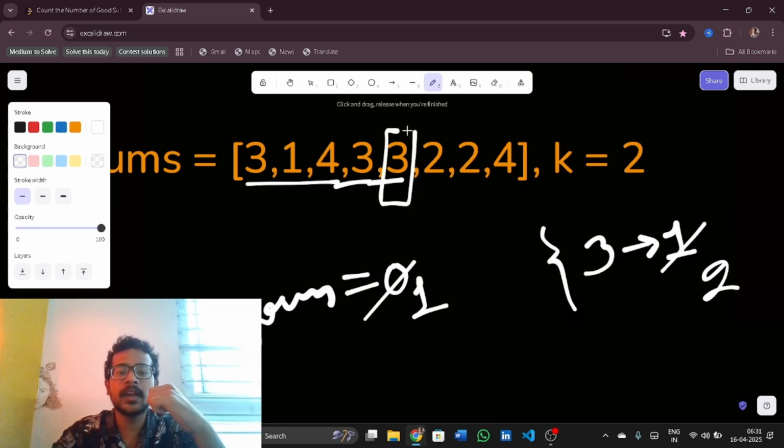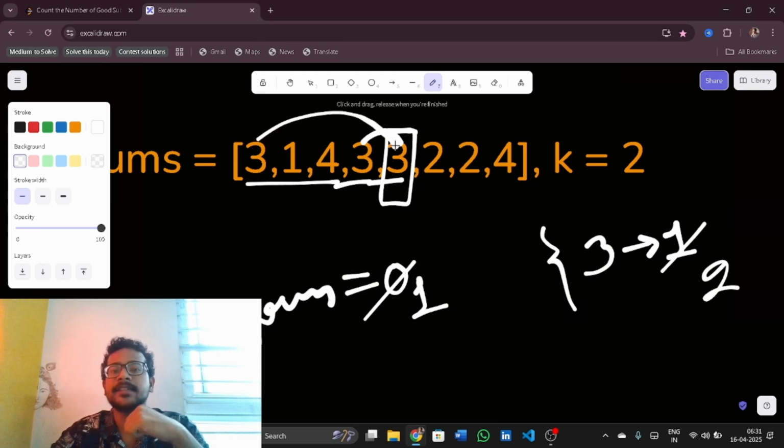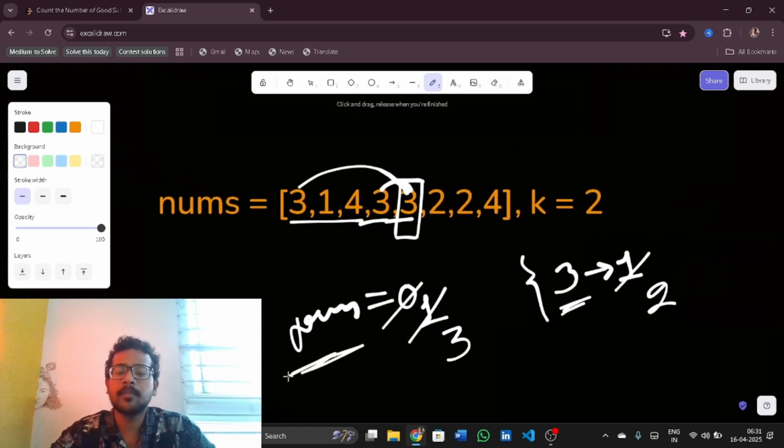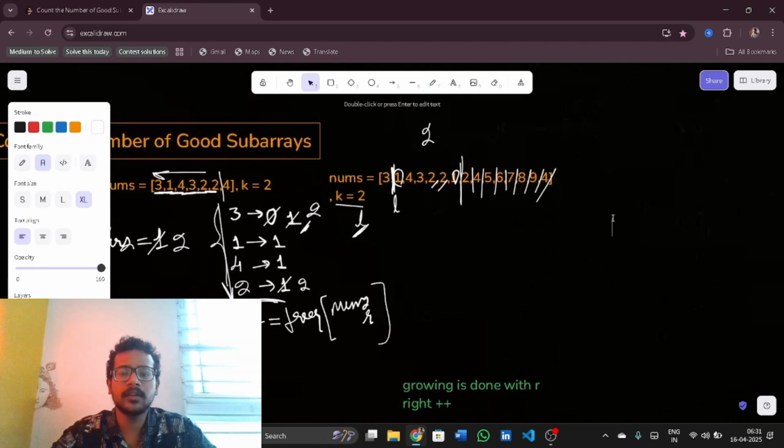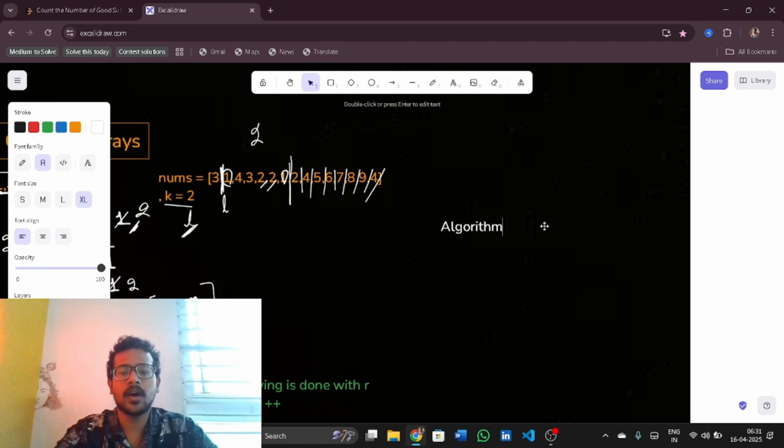So what this means is with this 3 I can make 2 pairs, right? With this 3 I can make a pair. With this 3 I can make a pair. That's why I said to increment the pairs with the count of nums of R. So if I add 2, that means the frequency of 3, then I'll get the number of pairs as 3. Okay, that's it for this question, that we are adding the pair. Now I'll just write the algorithm here, so then you can understand how I am going.